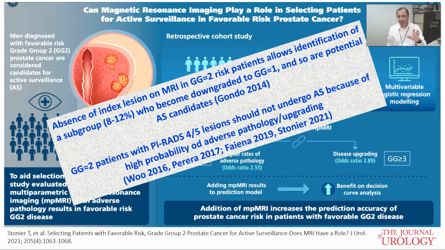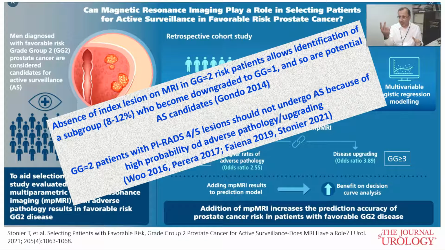And in fact, this has been shown by a number of papers. There are two major observations here. Number one, if you don't see anything on an MRI scan, in fact, about 10% of these patients who start off as having Gleason grade group 2 end up with having Gleason grade group 1. So in other words, they become downgraded.